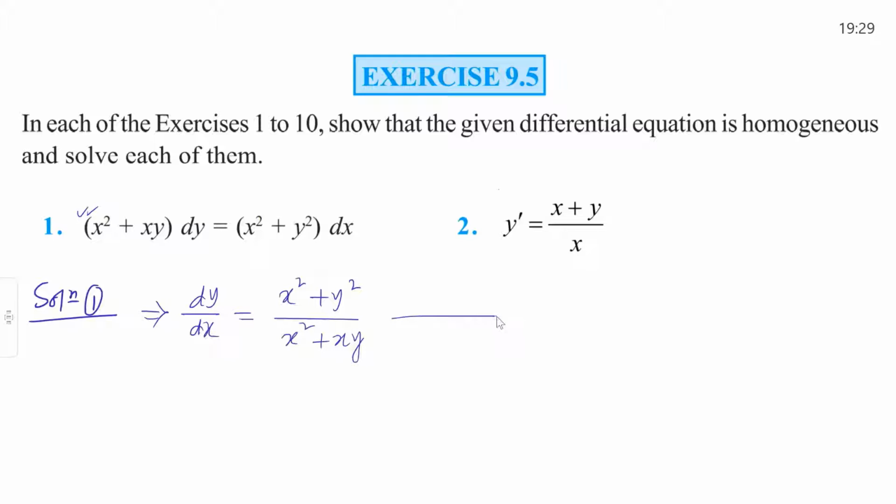This is your equation. First of all, we are to check whether this differential equation is homogeneous or not. Without checking by the process, meaning f(λx, λy) = λⁿ f(x, y), you can also recognize whether a differential equation is homogeneous or not.